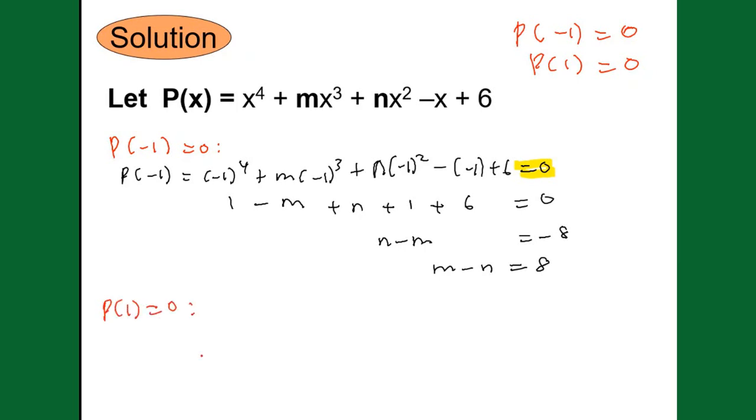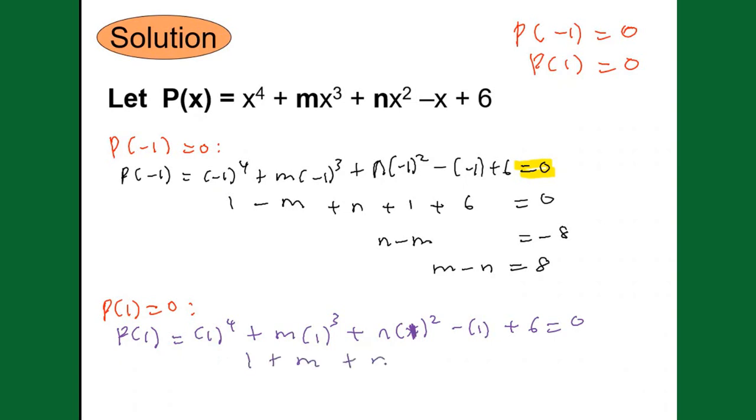Okay, settle. So the second is p of 1 is equal to 0. Dapat kacang kan? Jangan feeling ke lain pula, tiba-tiba dia lain. Okay, ini 1 power 4 plus m. Senang je, tak susah pun. 1 plus 6 is equal to 0. M plus n minus 1 plus 6 is equal to 0. M plus n is equal to negative 6.